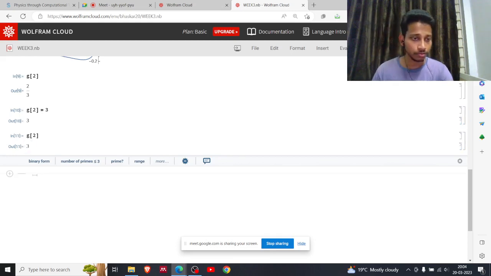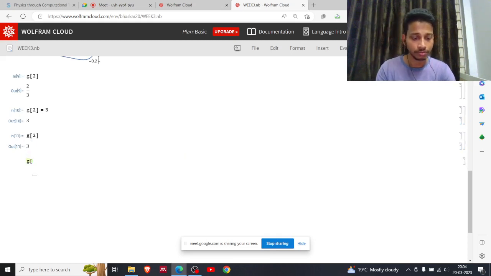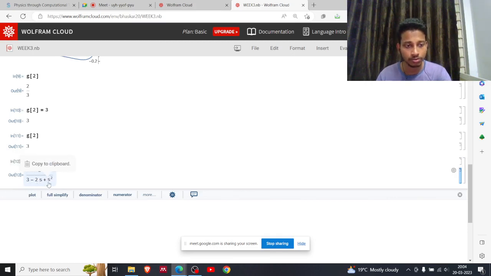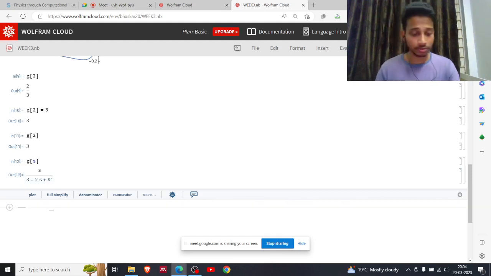Now again we can do like g of s, so this is s by 3 minus 2s plus s squared. Now this is how you define a function. Now get back to the solution of ordinary differential equations.